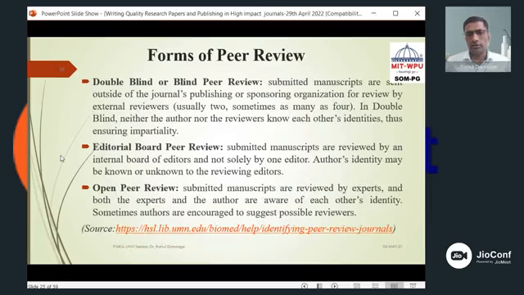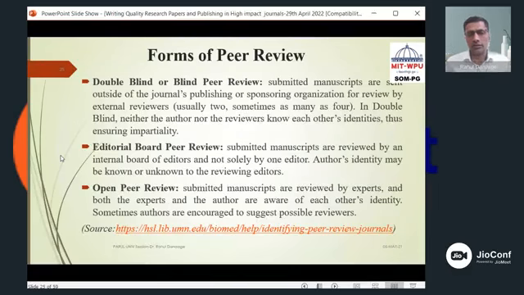Different forms of peer review. One is double blind, wherein authors and reviewers don't know each other. Secrecy is completely maintained, confidentiality is maintained. Authors and peer reviewers don't know each other.